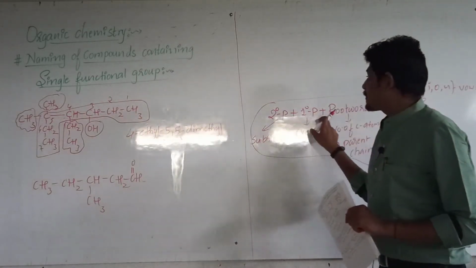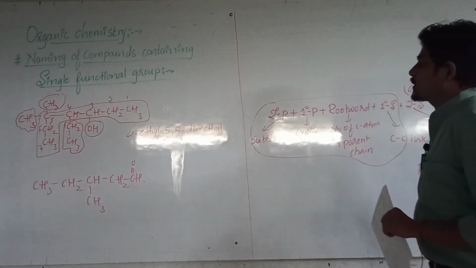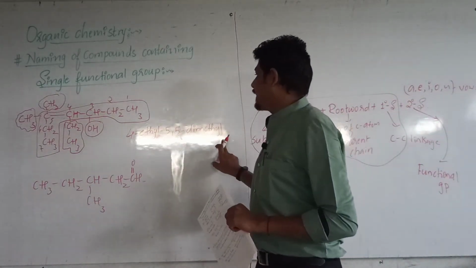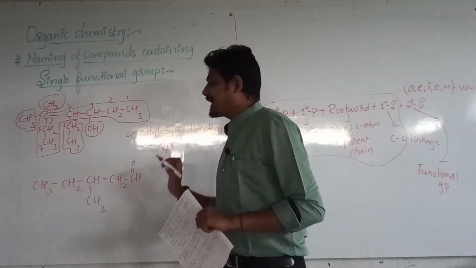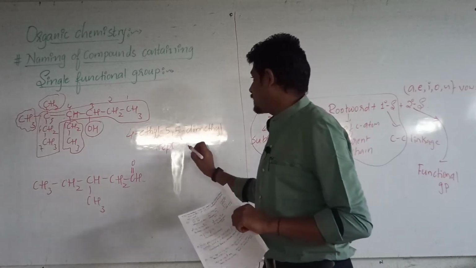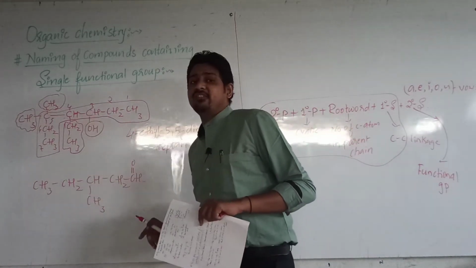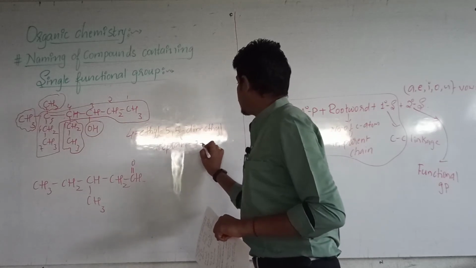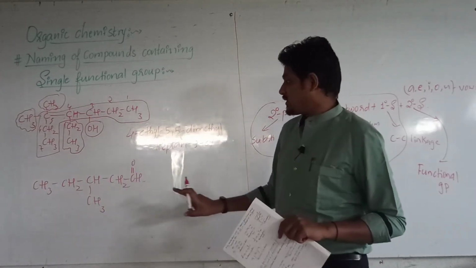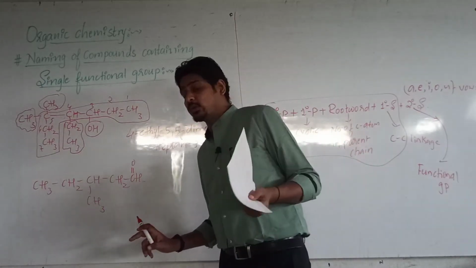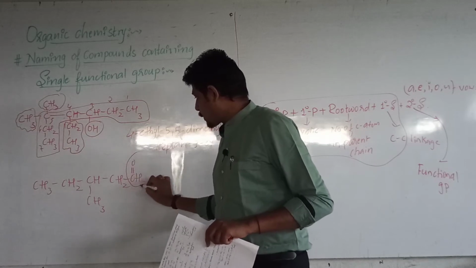After naming the prefixes, you should come to the root word, then you should name the suffix. So now I have named the prefixes, then I should name the parent chain. So hept, 7 carbon atoms are there. So heptan, single bonds are there. The 3rd carbon atom is containing the functional group. So heptan-3-ol. Then here what you can see is that this is your functional group, isn't it?